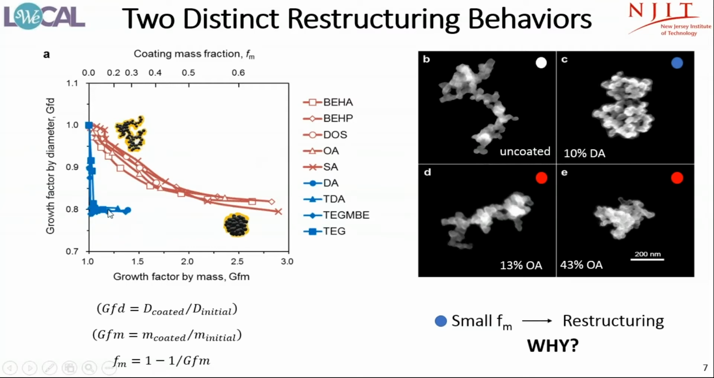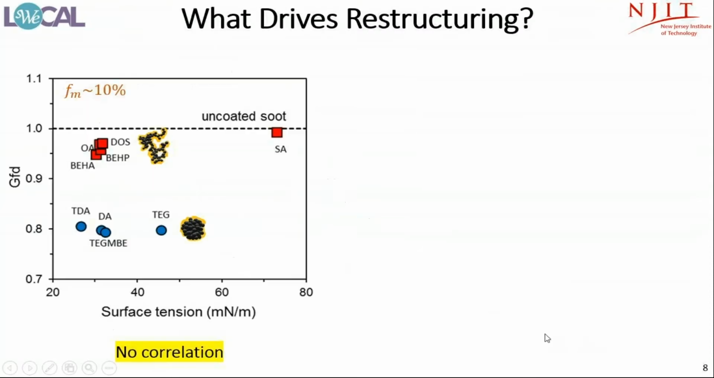So we set out to try and figure out why a very small coating mass would cause such a significant structural collapse. We started first by examining our experimental results as a function of the properties of the materials we use. And we focused on surface tension, primarily because surface tension has been described as the go-to reason for why soot aggregates collapse. When we plotted the results as a function of surface tension, you can see here that materials that have the same surface tension exhibit very different structural collapse.